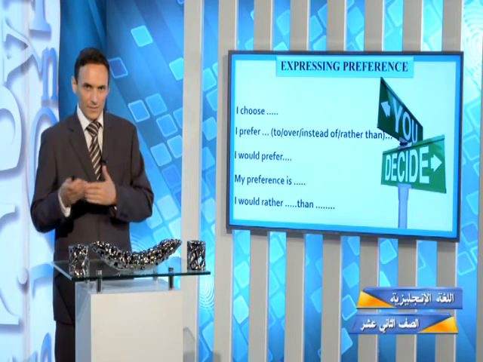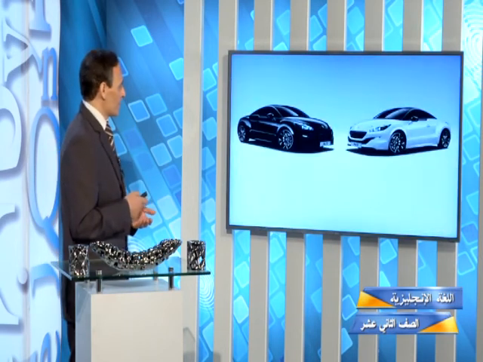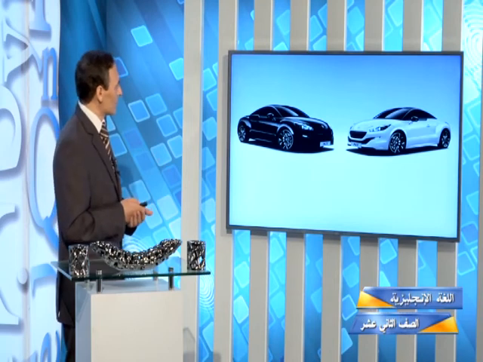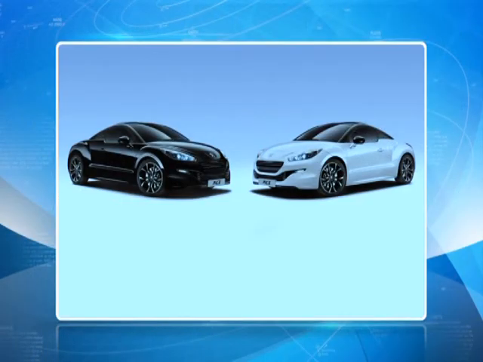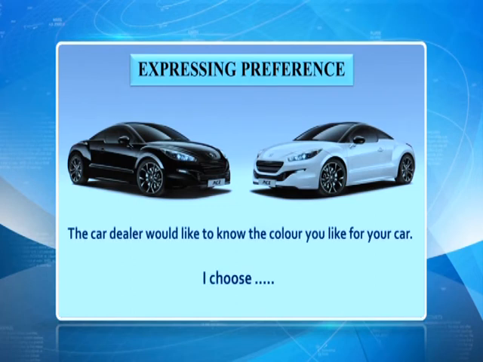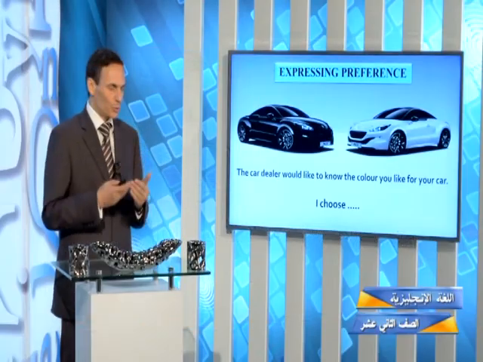I choose this. So here is an exercise for you. Have a look at these two nice cars. They are luxurious ones. And the car dealer would like to know the color you like for your car. You're going to buy a brand new car, and the salesperson is asking you which color do you prefer. So you're going to express your own preference, and I want you to use the verb choose. I choose. Go ahead.